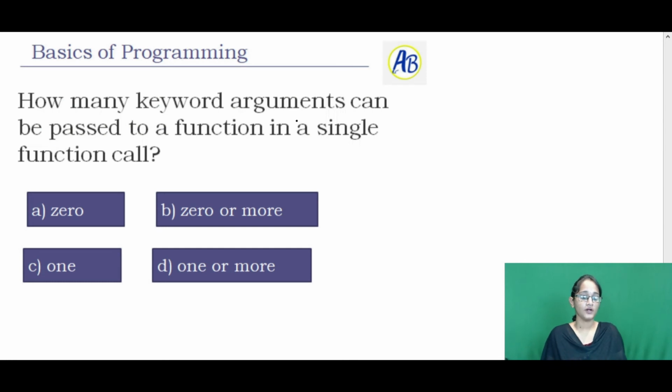Okay. How many keyword arguments can be passed to a function in a single function call? While we are calling the function, we can use 0 keyword arguments or more keyword arguments. So here the correct option is 0 or more. We can call the function by using many arguments, or we can call the function by using 0 arguments. So here the correct option is 0 or more.